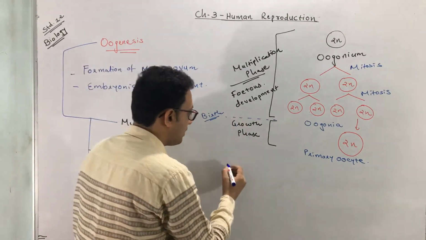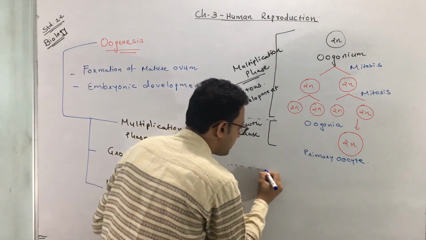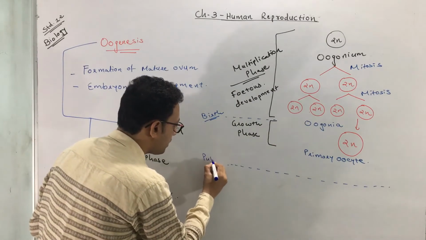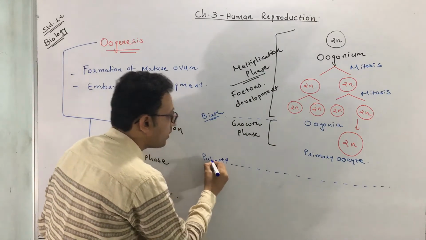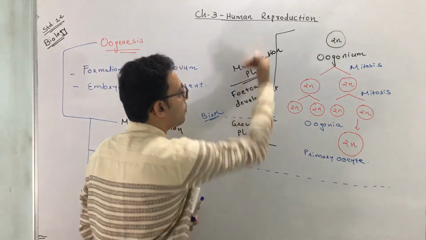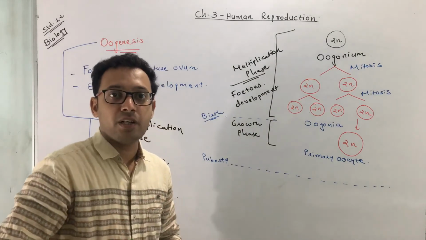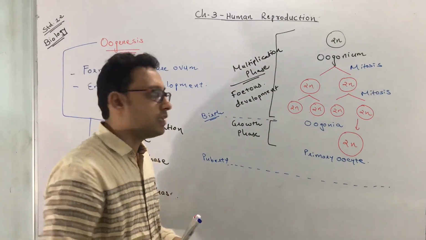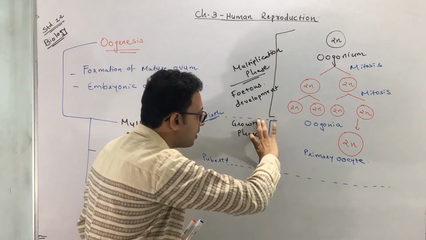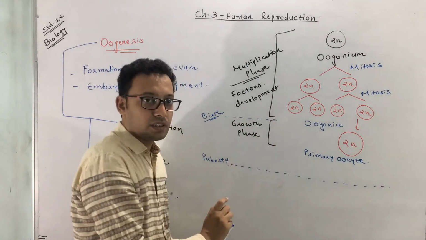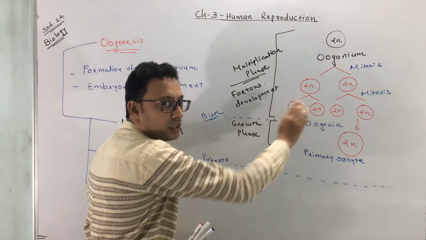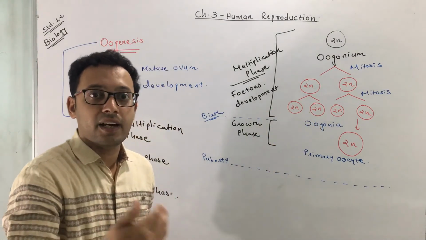After birth, the lady reaches a certain stage of maturity. This is called puberty. So what happens between birth and puberty? The previous process occurs before birth, when the embryo is developing inside the womb. Now we will see what happens between birth and puberty. After birth, no more oogonia are added.